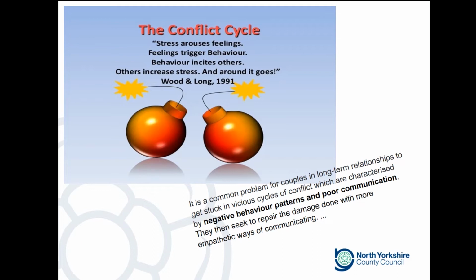So I'm going to talk a little bit about the conflict cycle now, which is something, again, that we do quite a lot with our parents, about recognizing when parents are in this vicious cycle and when they can't actually get themselves out of it, so that we know stress arouses feelings, feelings trigger behavior, behavior incites others, others increase the stress, and it keeps going round and round.